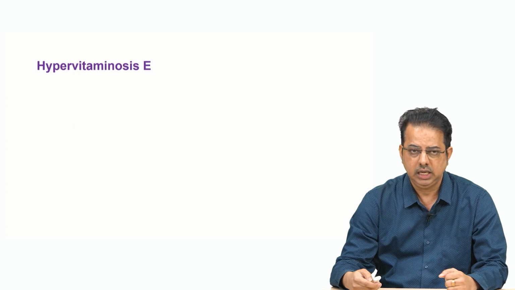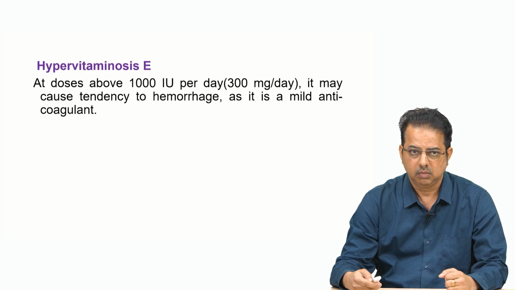Hypervitaminosis of E. A large dose of vitamin E, that is 300 milligrams per day, may cause a tendency to hemorrhage as it acts as a mild anticoagulant.